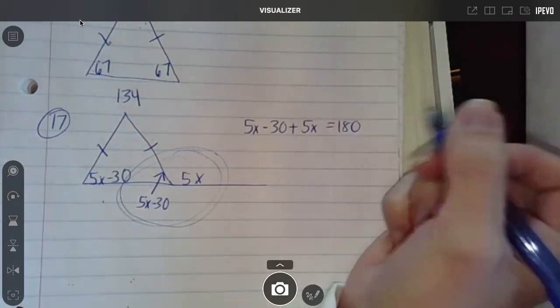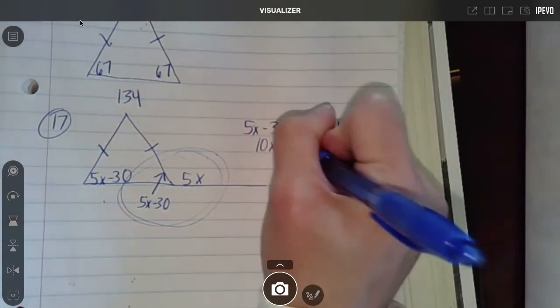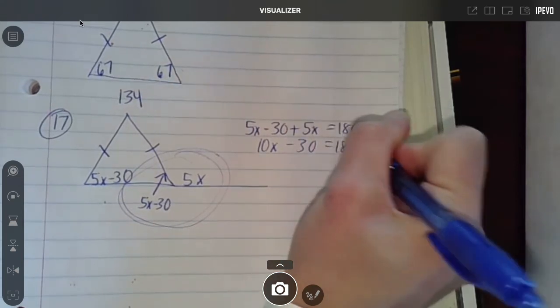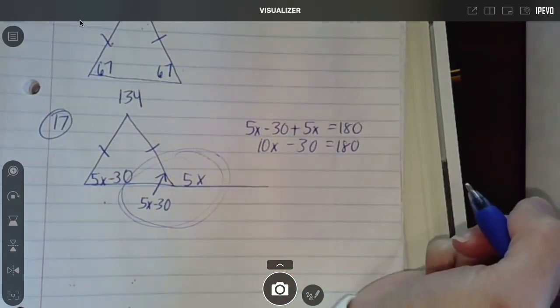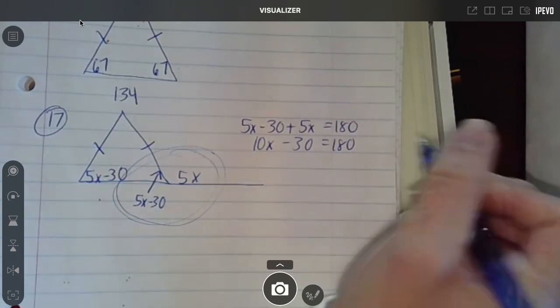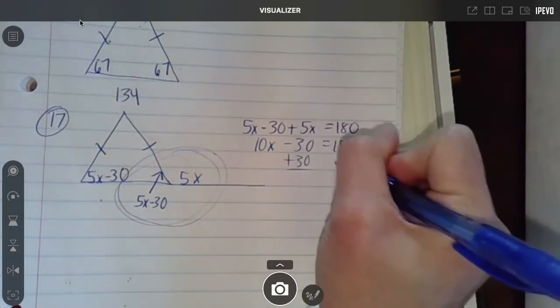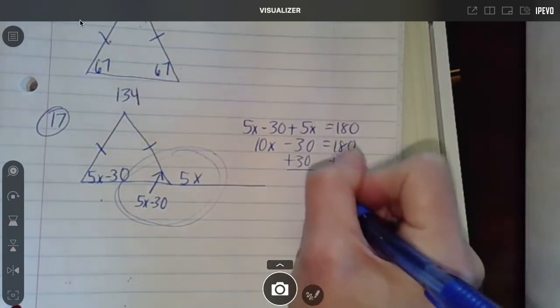What's 5x plus 5x? 10x minus 30 equals 180. Then what? Add 30. You're right, add 30. So what's 180 plus 30?